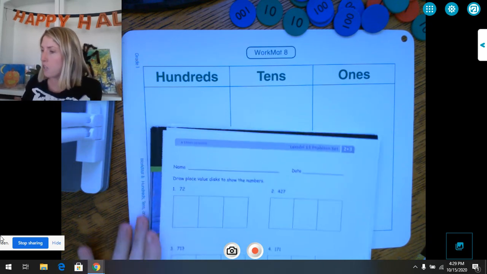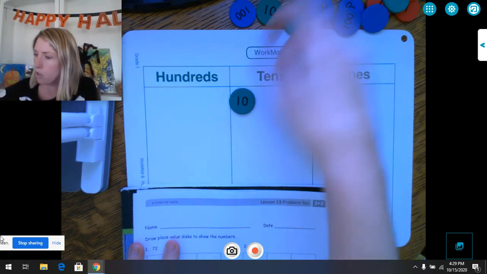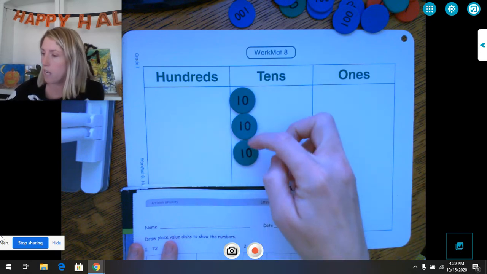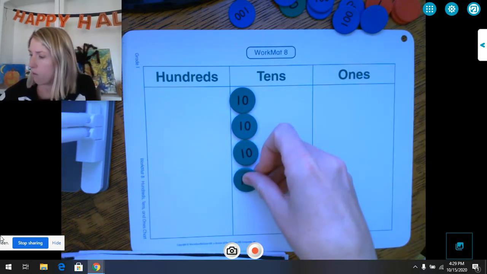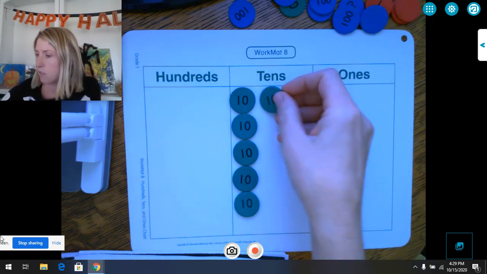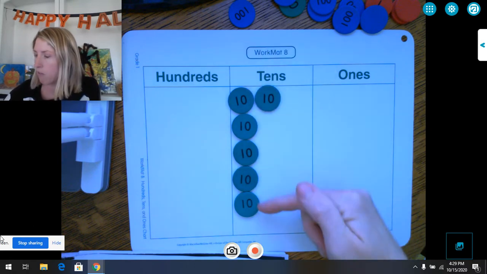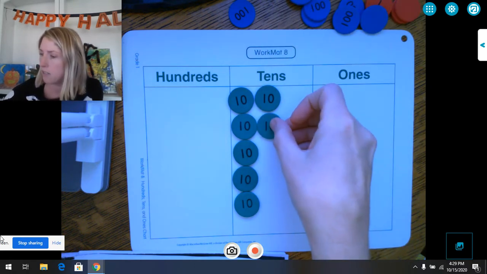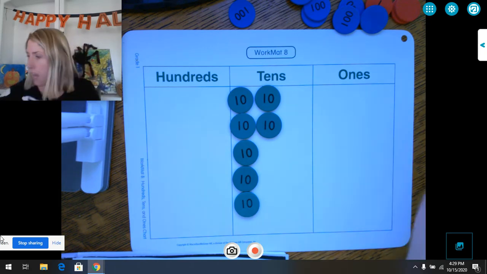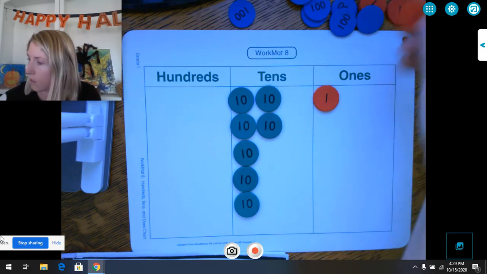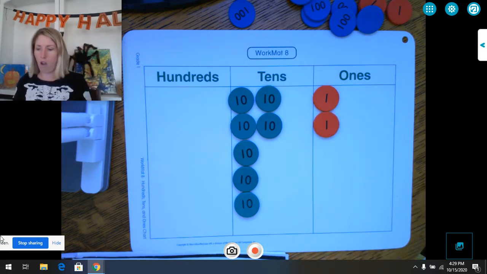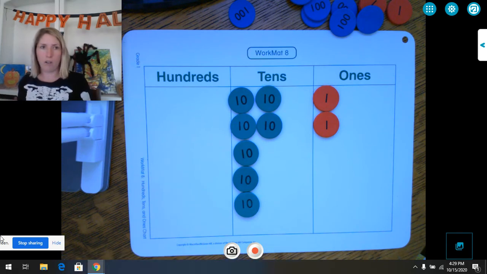Okay, 72. So we're going to model it here with place value discs, 10, 20, 30, 40, 50, 60. See, I have my row of 5 filled up first. 70. Okay, so 72 has 7 tens and 2 ones. I'll put our 2 ones here in our ones place. All right, and that's exactly what you're going to draw on your place value chart on your problem set.